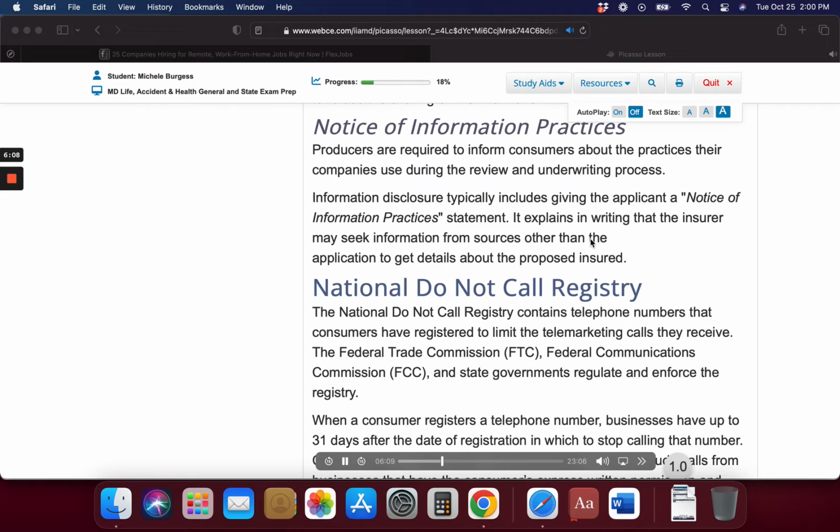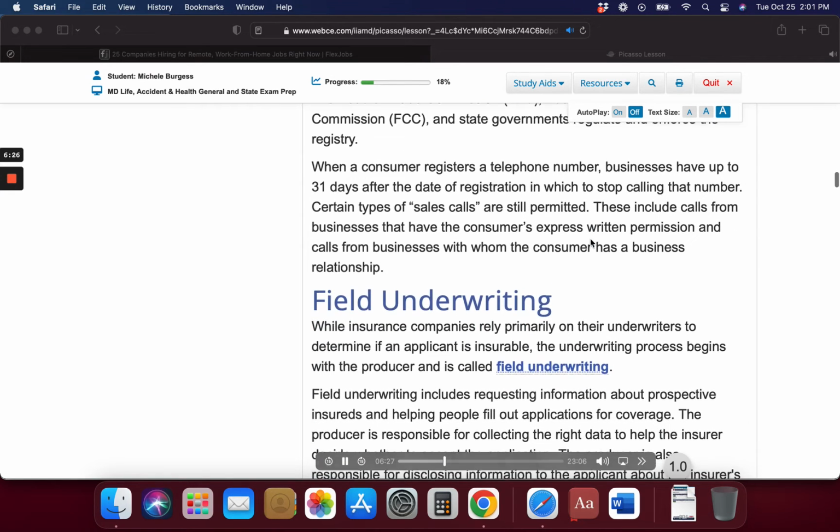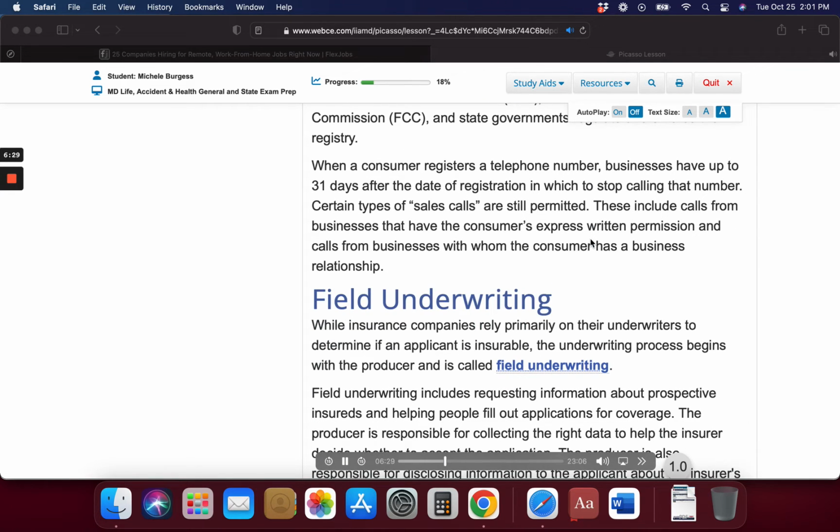National Do Not Call Registry. The National Do Not Call Registry contains telephone numbers that consumers have registered to limit the telemarketing calls they receive. The Federal Trade Commission, FTC, Federal Communications Commission, FCC, and state governments regulate and enforce the registry. When a consumer registers a telephone number, businesses have up to 31 days after the date of registration in which to stop calling that number.